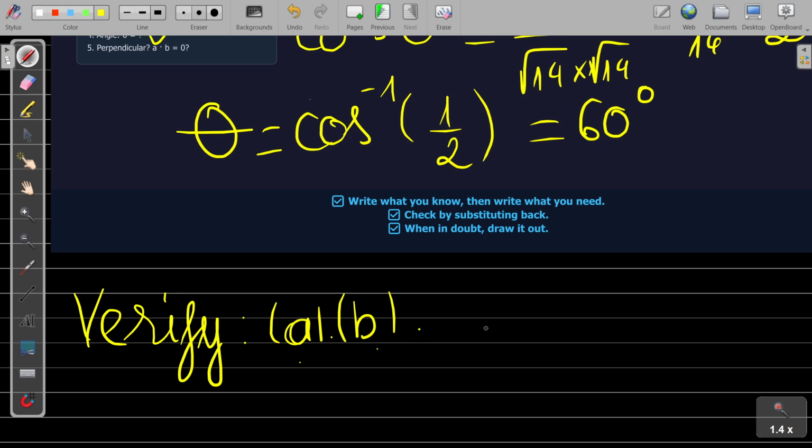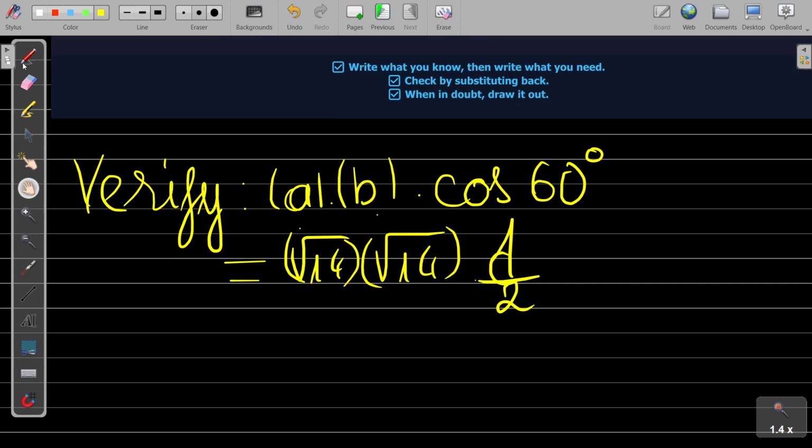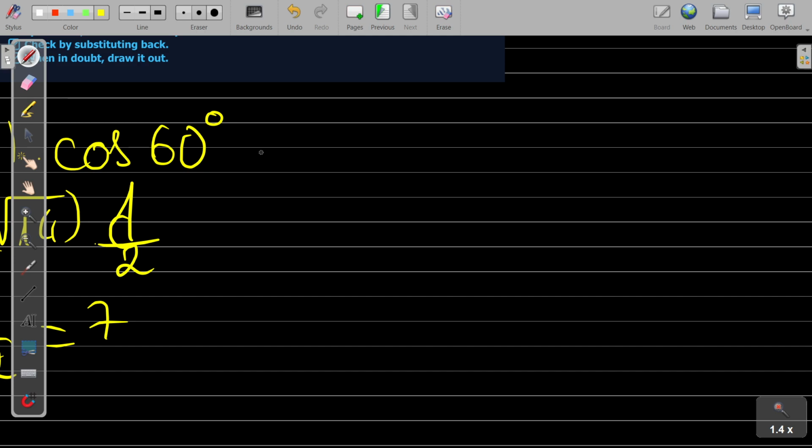So magnitude of A, magnitude of B, cosine 60 degrees. This will be square root of 14 multiplied by square root of 14, which is basically 14 at this point. Cosine of 60 is 1/2 of that. And this will give us 14 multiplied by half, which is 7. So 14 times 1/2 is 7. This is matching our dot product. Confirmed. This is correct.